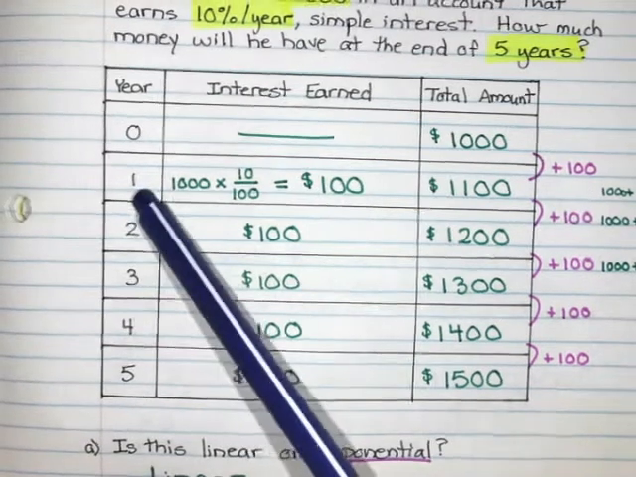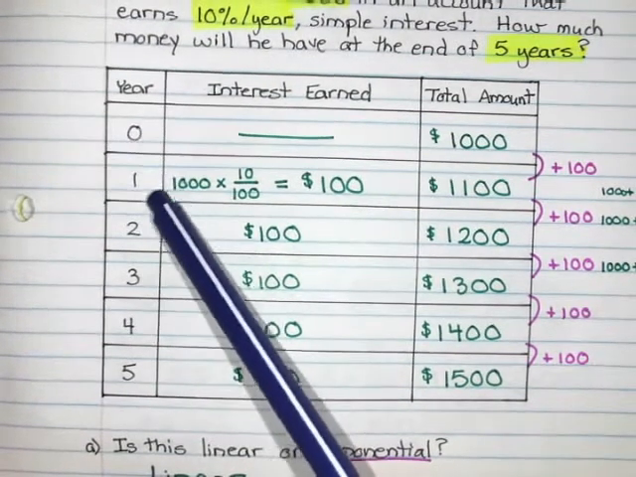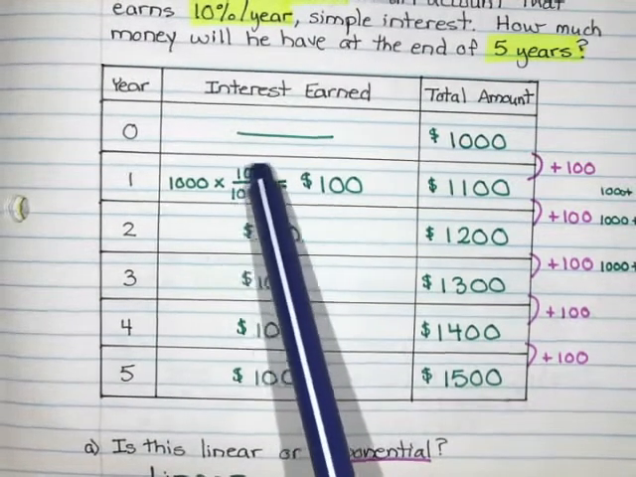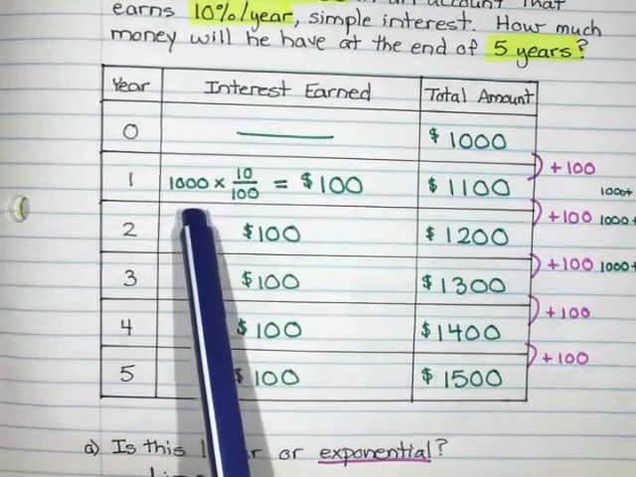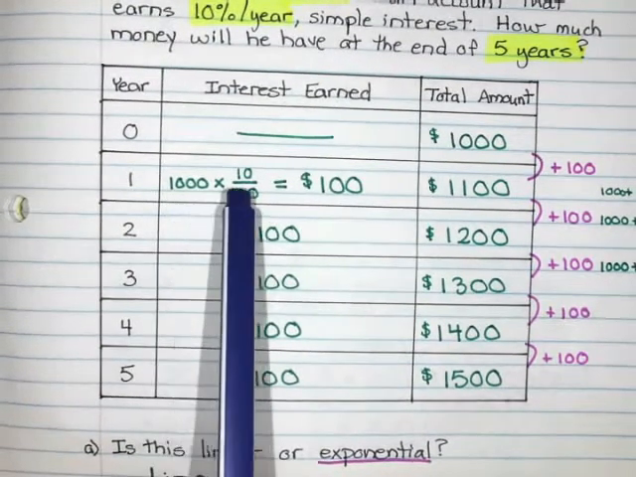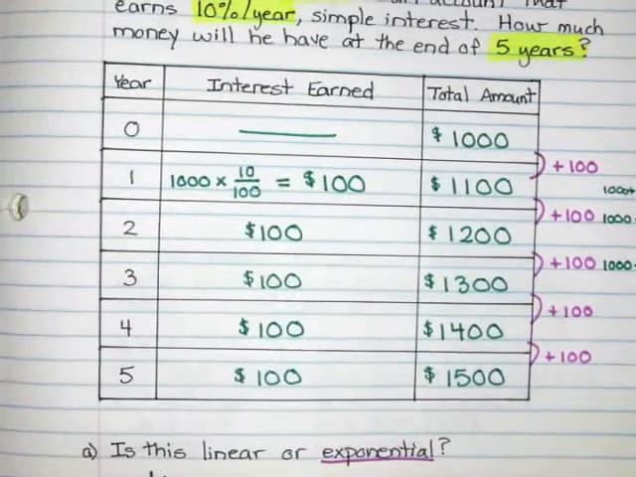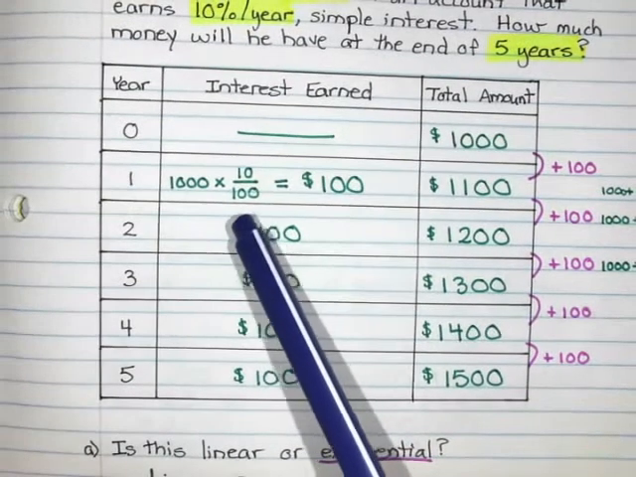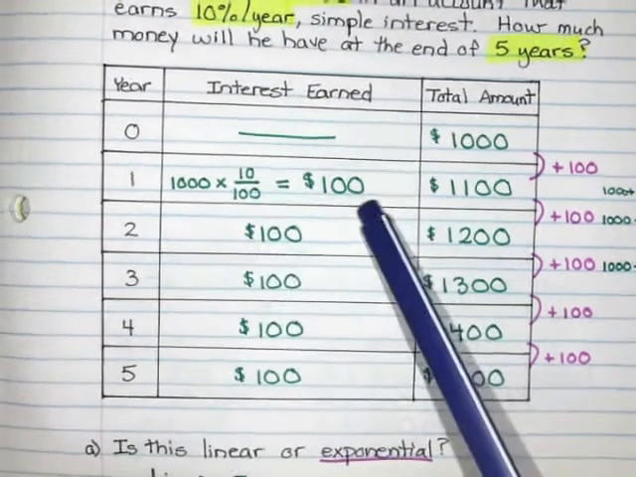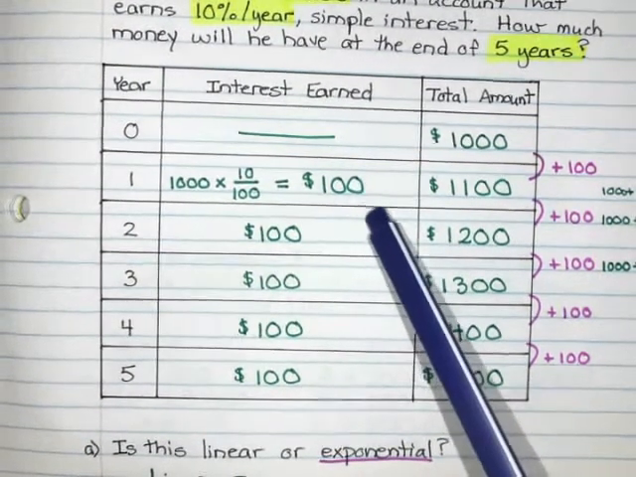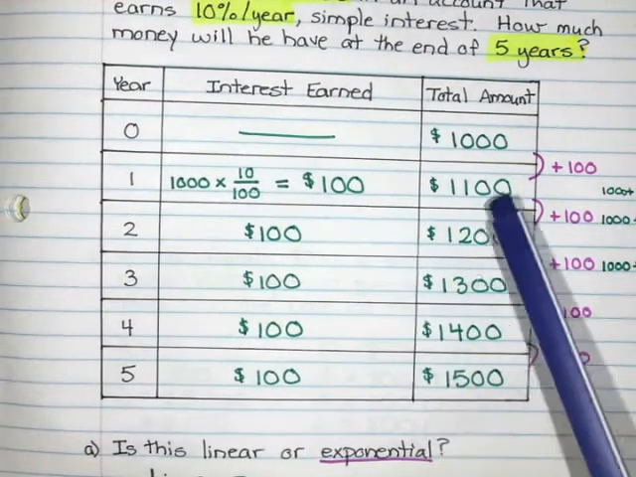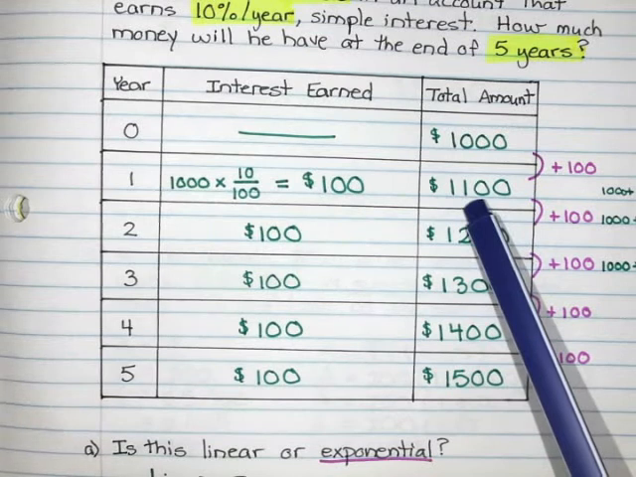One year later, after that money had been sitting in the account for 1 year, he earned 10% interest. So he got 10% of $1,000. To calculate 10% of $1,000, you would take 1,000 times 10%, but you can't multiply by just 10. Percent means per 100, so you multiply by 10 divided by 100, and that worked out to be $100. So Carlos now has his original $1,000 plus $100 in interest for a grand total of $1,100.